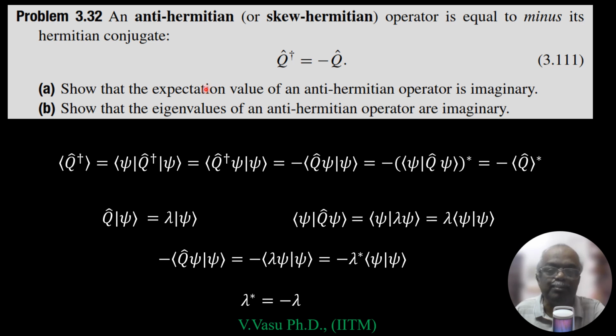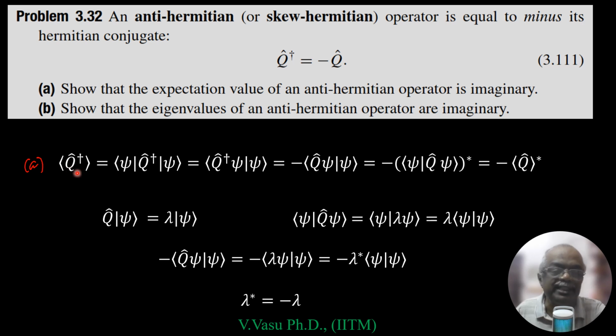This problem contains 5 parts. First we will solve A and B. So from A we can see, this is the answer for A. They asked to show that the expectation value of an anti-Hermitian operator is imaginary.